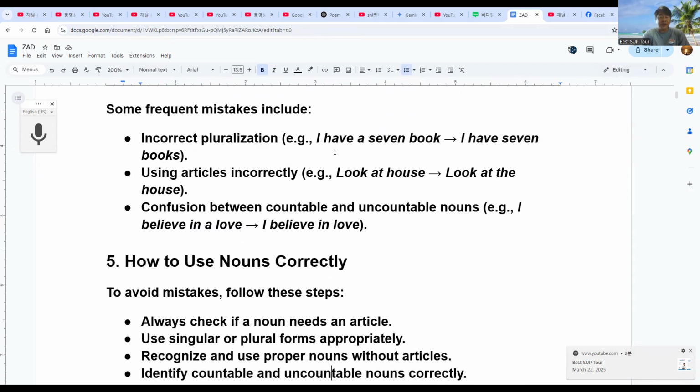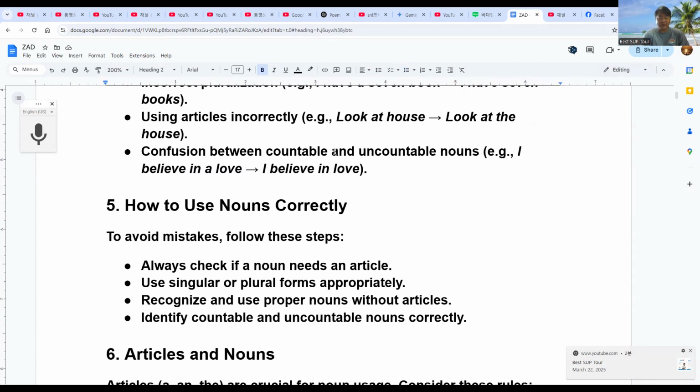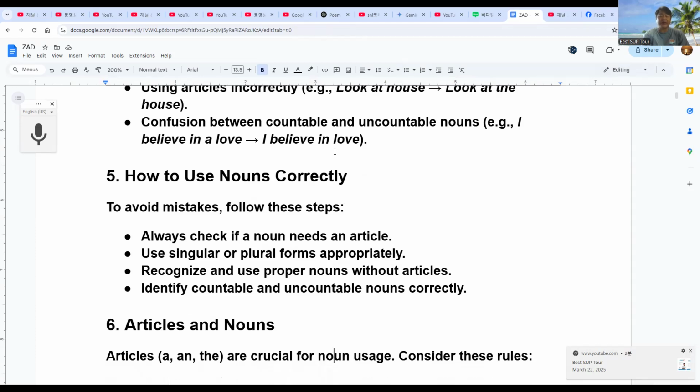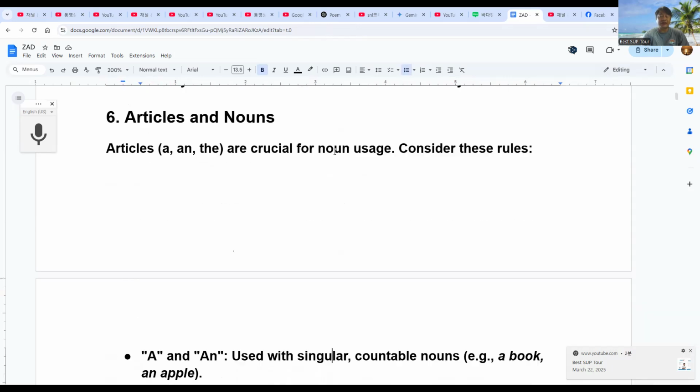How to use the noun correctly. To avoid mistakes, follow these steps. Always check if a noun needs an article. Use singular or plural form appropriately. Recognize and use the proper noun without articles. Identify countable and uncountable nouns correctly.